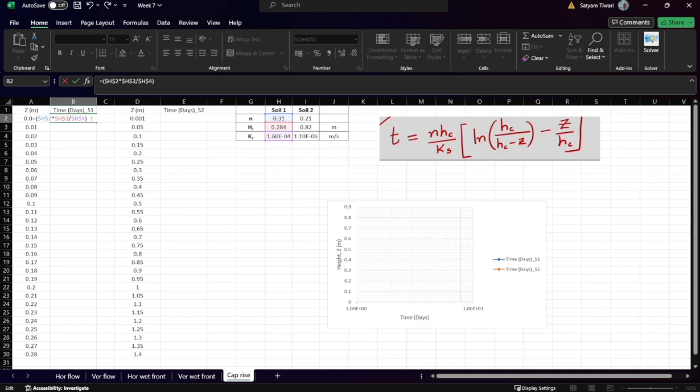Now we move on to the second term that's going to be multiplied, and it is nothing but the natural logarithm of HC upon HC minus Z, and HC is this one for soil 1, divided by HC minus Z, and the HC value minus the Z value is going to be this. And then we'll subtract the second term, that's going to be the Z value divided by the HC value.